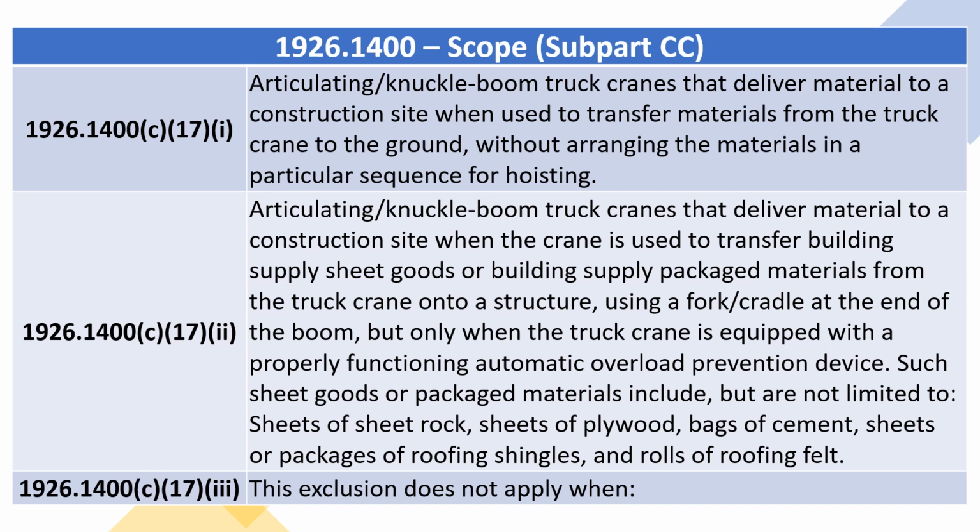1926.1400(c)(17)(i) through (iii). (i) Articulating/knuckle boom truck cranes that deliver material to a construction site when used to transfer materials from the truck crane to the ground, without arranging the materials in a particular sequence for hoisting.